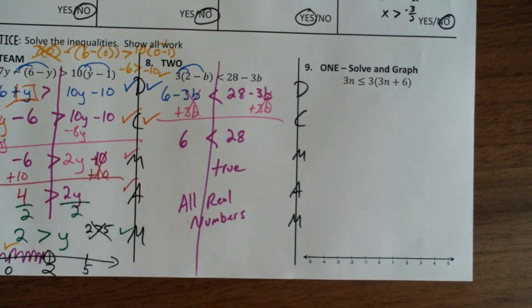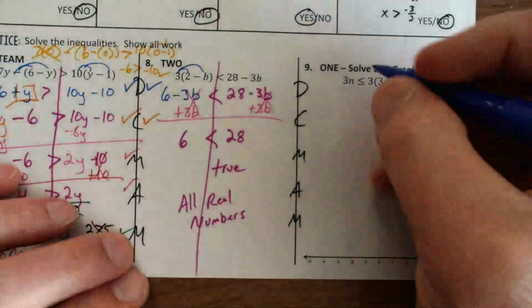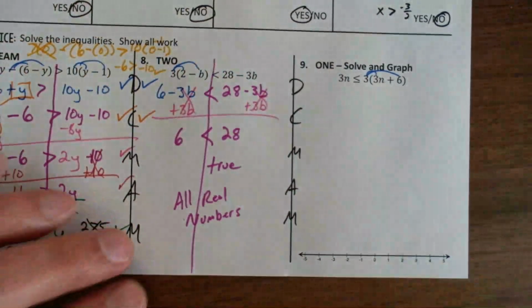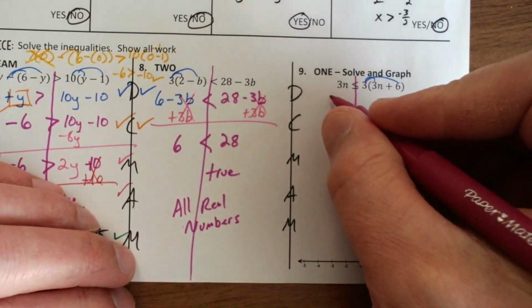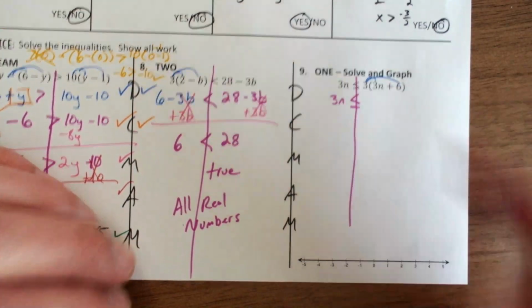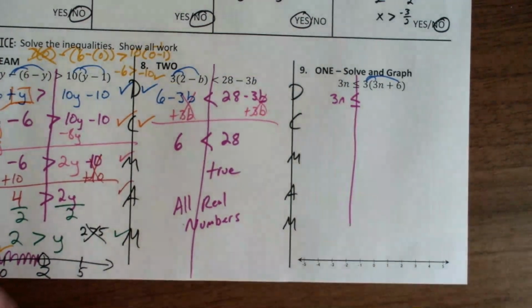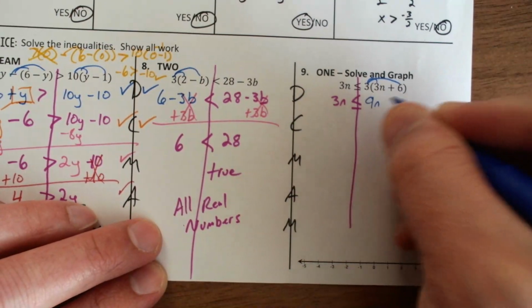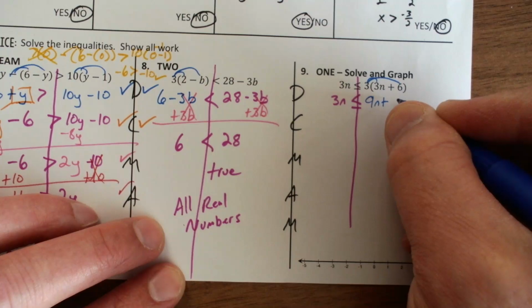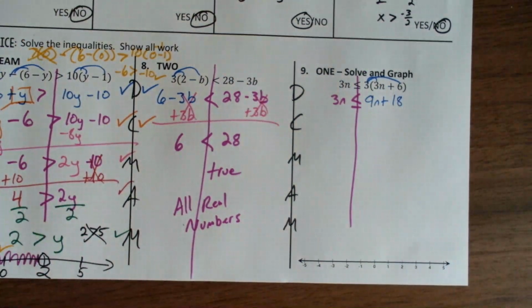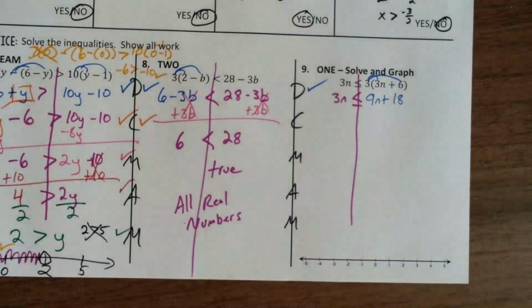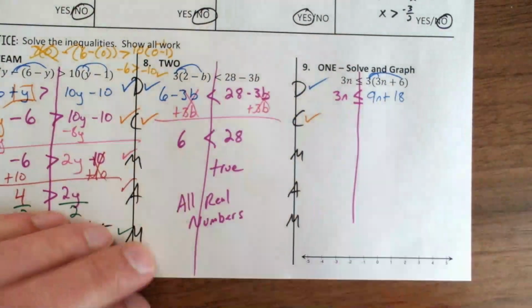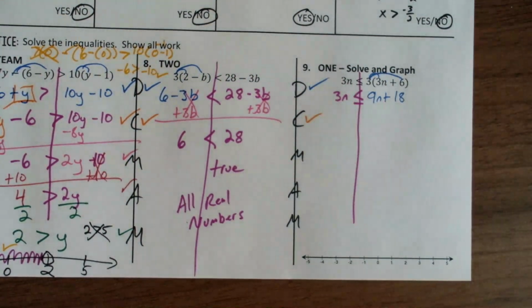Step number 1, distribute. Hey, we got parentheses. Let's go ahead and distribute. Nothing happens to the 3n, it stays there. Is less than or equal to 3 times 3n is 9n, plus 3 times 6 is 18. Distributing, done. Combining like terms. There are no like terms to combine, so that is done. Fantastic. Move the smallest variable.